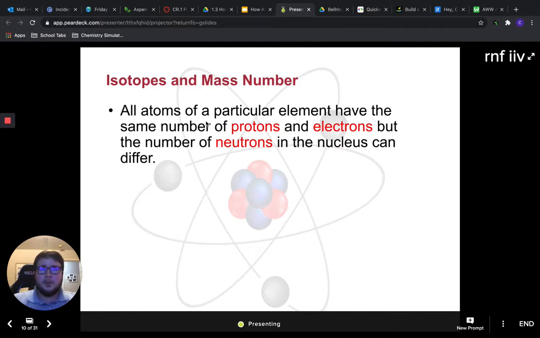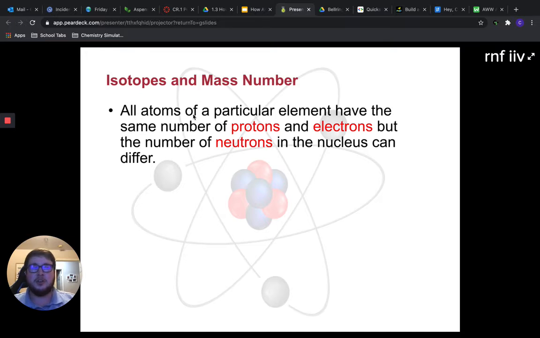Alrighty. So, talking about isotopes and mass number. All atoms of a particular element have the same number of protons and electrons. Okay, let me say that again. All atoms of a particular element, so if I'm looking at 50 million carbon atoms lined up, all 50 million of those atoms are going to have the same number of protons, because the number of protons is what makes it carbon. Okay, and it's going to have the same number of electrons, because positive charges and negative charges have to balance each other out. Matter is neutral, so if I have 6 protons, I always have to have 6 electrons to balance those charges out and make my atom neutral.